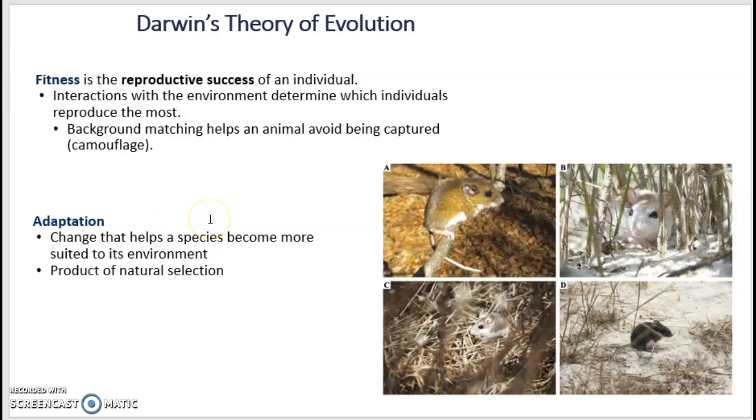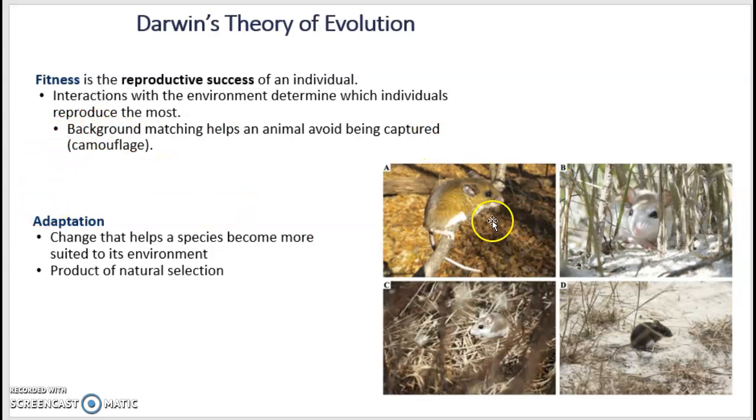Some of the terminology that Darwin came up with is fitness. So fitness is going to be the reproductive success of an individual. We're not just talking about how fit are you working out and going to the gym? This is talking about, will this mouse right here, for example, this dormouse, survive long enough to produce offspring? So it's the reproductive success. And why do we care about whether they produce offspring? Because that would allow their alleles to stay in a population.